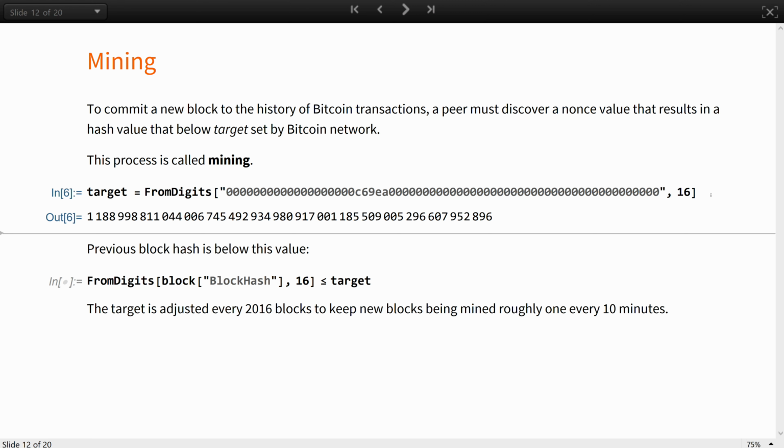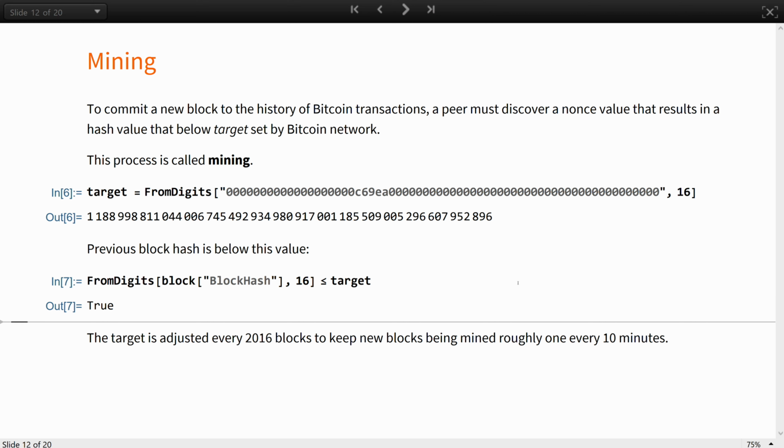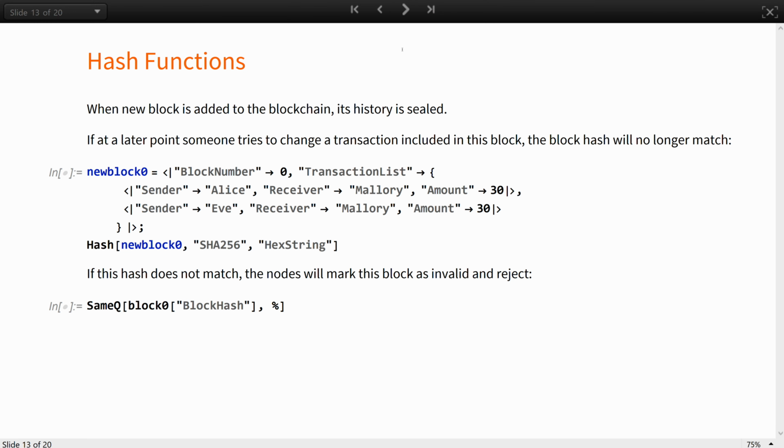You can easily confirm that the preceding block hash is below this value. The target hash value on Bitcoin is adjusted about every 2000 blocks to keep the speed at which new blocks are mined roughly constant, a block every 10 minutes. As soon as the new block is added to the blockchain, its history is sealed.